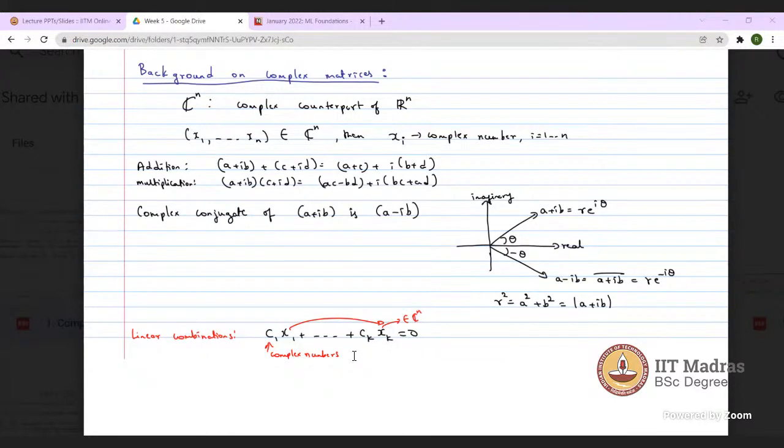Is it clear what we're talking about when we talk about linear combinations of the complex vectors? When we talk about linear combinations, we multiply the vectors by constants, right? That is how you get this linear combination. And in that linear combination, the constant itself can be a complex number, that is, it could contain the imaginary part. Is that okay? Yes. Okay.